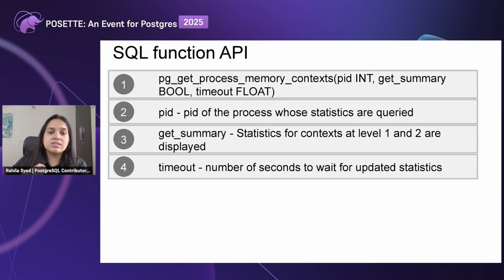Timeout is the number of seconds to wait for updated statistics. And if the updated statistics are not available in these many seconds, then either display old statistics or just display null if old statistics are not available.